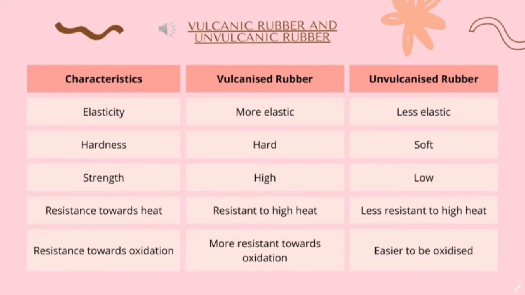Next, vulcanized rubber is resistant to high heat, while unvulcanized rubber is less resistant to high heat. Last one is vulcanized rubber is more resistant to oxidation. On the other hand, unvulcanized rubber is easier to be oxidized.